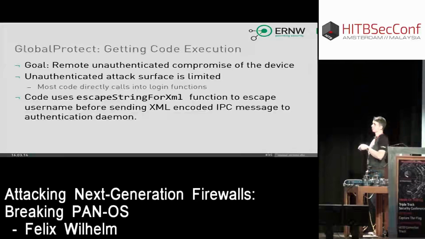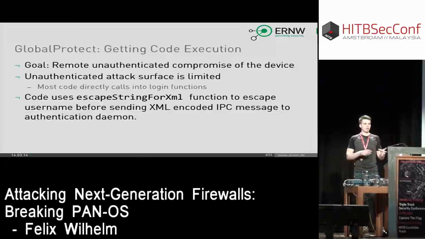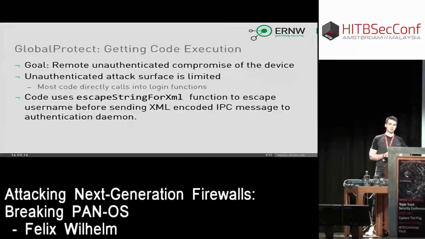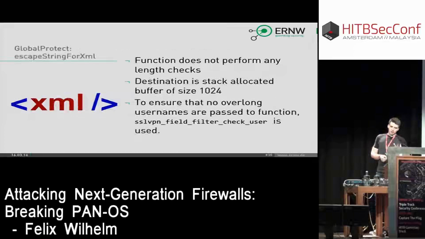It's called escape string for XML. And they use this function to escape the username before then sending it as an IPC message. So basically the whole IPC mechanism of this PAN-OS works by XML encoded messages. And if you have any XML special characters in your username, they have to be encoded or escaped before they are pushed into this IPC message. Now the function itself does not perform any length checks, so it just escapes the username when you put it in. The destination of this is a stack allocated buffer of size 1024 bytes, which sounds like a trivial overflow.